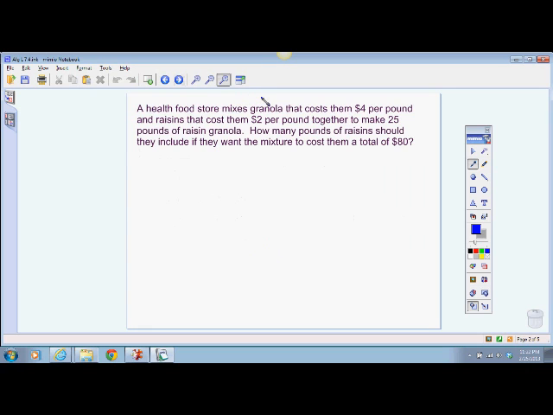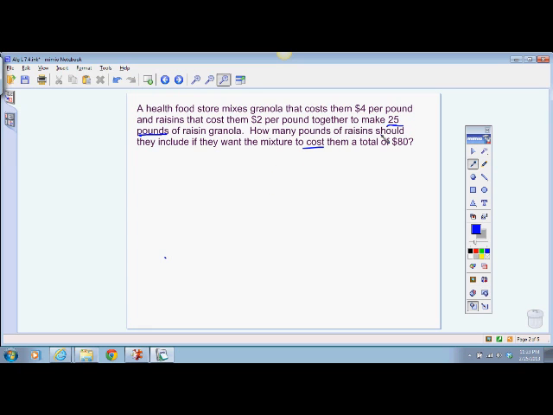A health food store mixes granola that costs them $4 per pound and raisins that cost them $2 per pound together to make 25 pounds of raisin granola. How many pounds of raisins should they include if they want the mixture to cost them $80? Now again, this can be confusing if you don't recognize that 2 things are happening here. We are talking about pounds and cost. So if I want to set up this linear system, think of it as 2 different things.